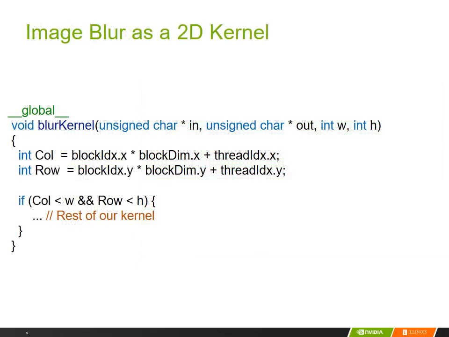Now we're ready to present the image blur kernel. The first part of the blur kernel is not any different from the image processing kernels that we have seen so far. Each thread is going to be responsible for an output pixel, whose column index and row index will be calculated based on the block index and thread index values. And every thread is going to be checking whether the column index and row index of the output pixel value is within the valid range of the picture.